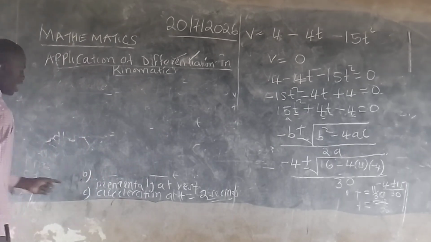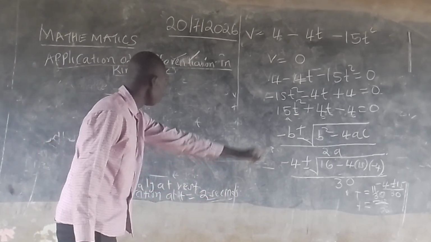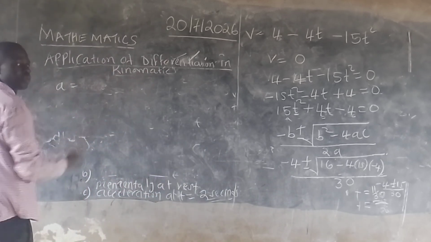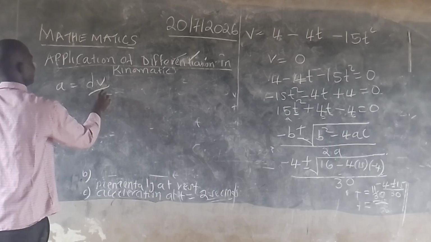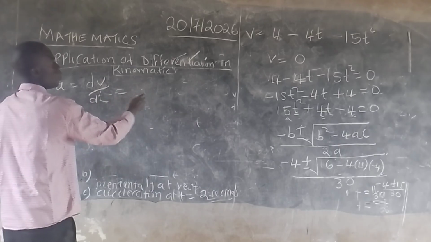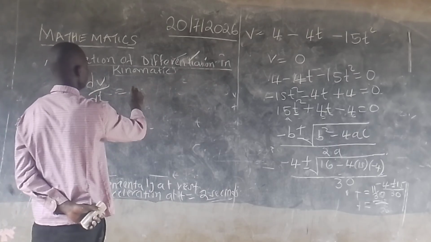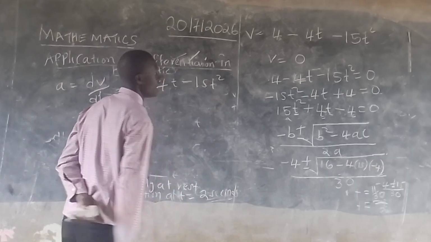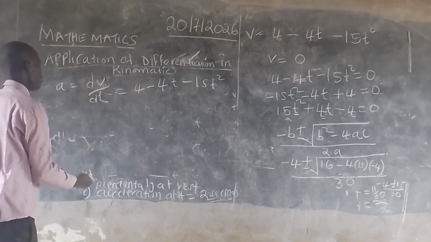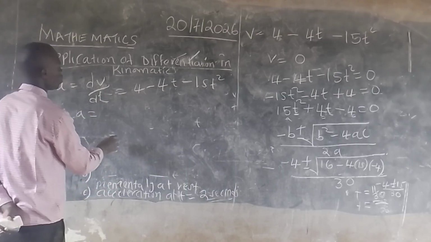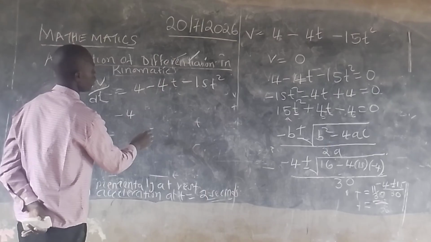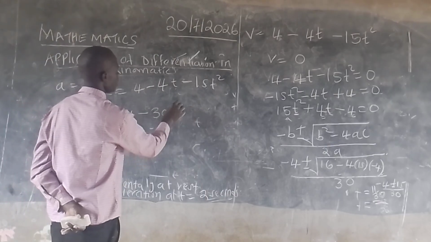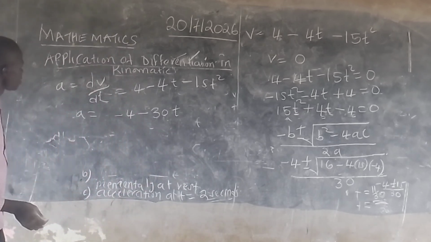This says acceleration at time equal to 2 seconds. We say that for us to get acceleration, we differentiate the velocity equation. So dv/dt equals, we have our velocity equation, that's 4 minus 4t minus 15t squared. Now, dear students, when we differentiate, we will be able to get negative 4 minus 30t. So this is giving us the acceleration equation.